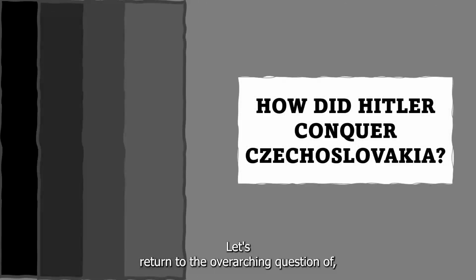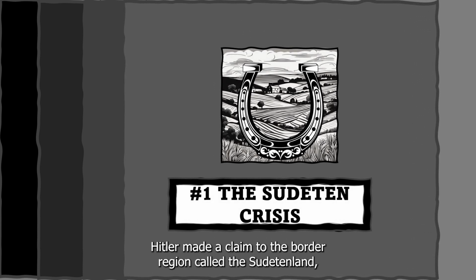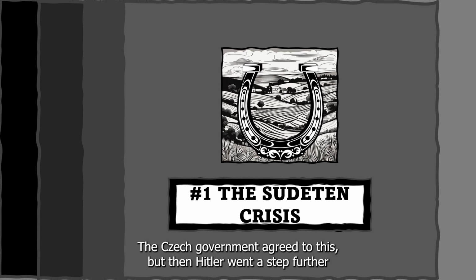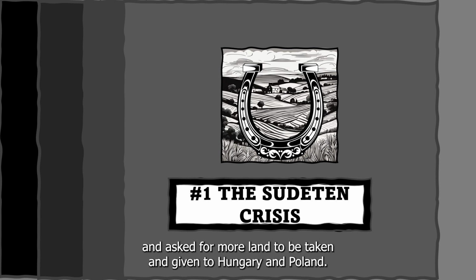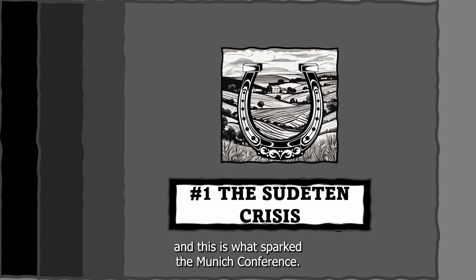Let's return to the overarching question: why was Hitler able to conquer Czechoslovakia? Firstly, Hitler made a claim to the border region called the Sudetenland, where he claimed that German-speaking Sudetens were being persecuted. The Czech government agreed to this, but then Hitler went a step further and asked for more land to be taken and given to Hungary and Poland. This, the Czech government did not agree to, and this is what sparked the Munich Conference.